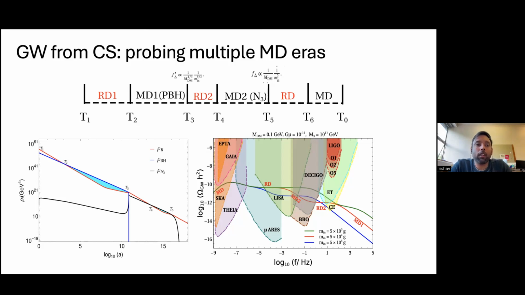Now, here I showed a way to probe multiple matter dominated eras, or how gravitational waves from cosmic strings can actually help us probe multiple matter dominated eras if they existed in the early universe.